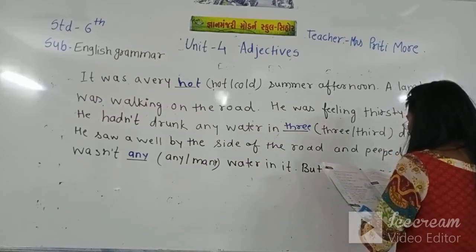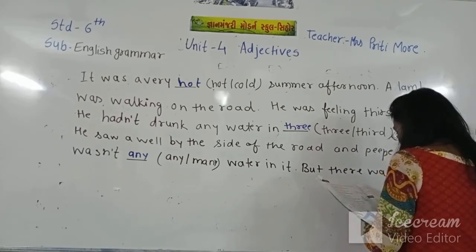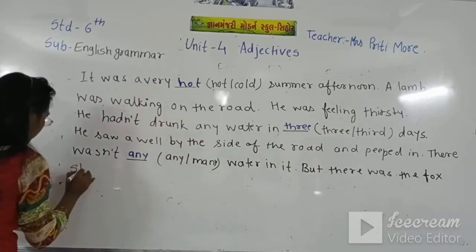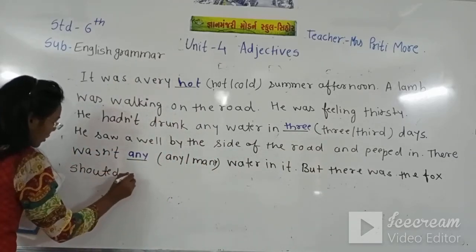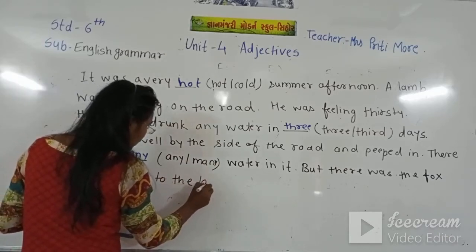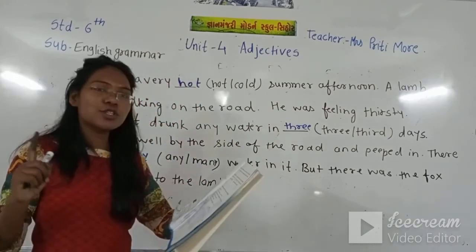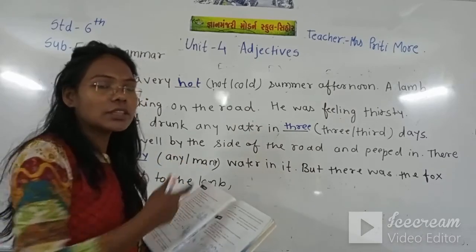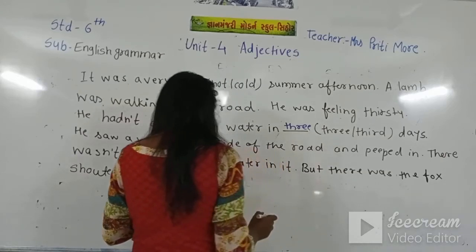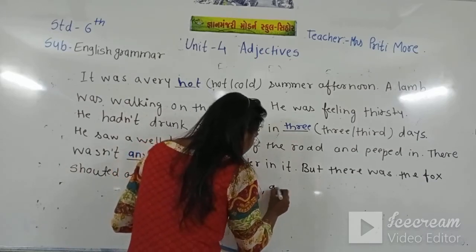The fox shouted out to the lamb. Now, who was there on the way? There was one fox, and who was shouting at the lamb. Hi, good afternoon. The fox is saying, hi, good afternoon.